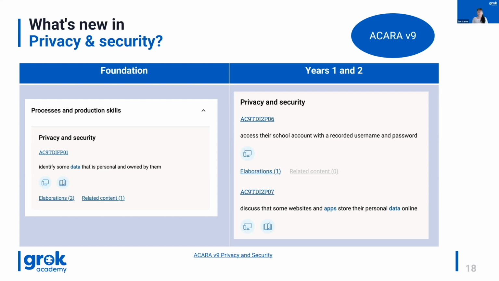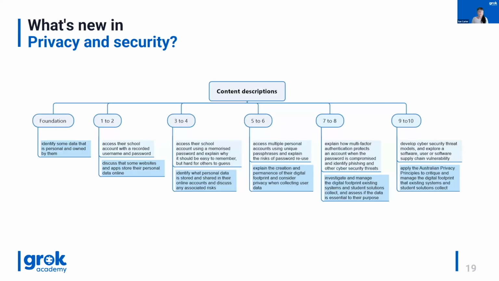For years 1 and 2, the processes and production skills substrand includes a content description about accessing school accounts and the importance of usernames and passwords. We also address what it means to store and share personal data within apps and online, remembering that this needs to be secure. This graphic shows the progression of privacy and security concepts from foundation all the way through to year 10.